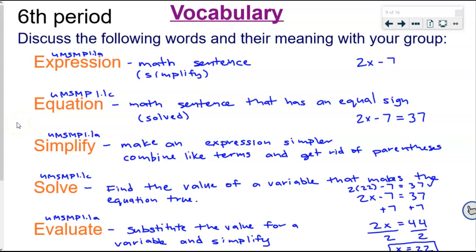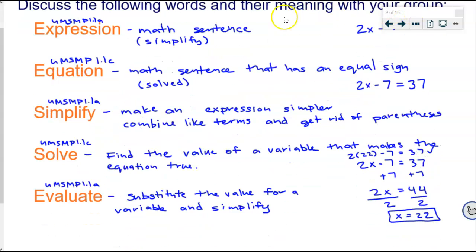All right, today is part 2 of Utah Middle School Math Project 1.1c, solving multi-step equations. But to get started, we are going to review this vocabulary that we talked about in our last lesson. So please review with your groups or pause the recording long enough to review each of these words.